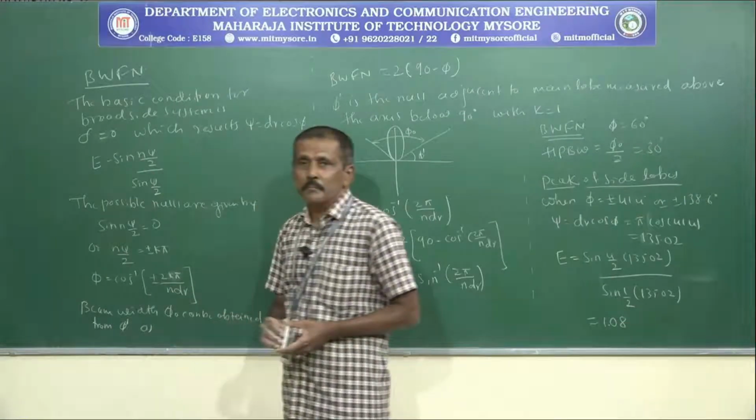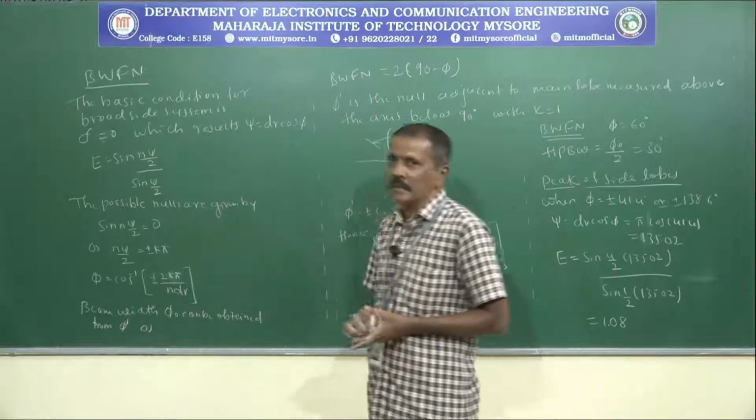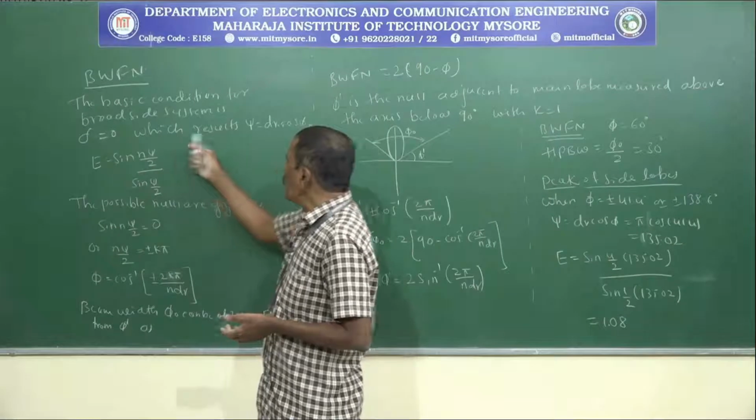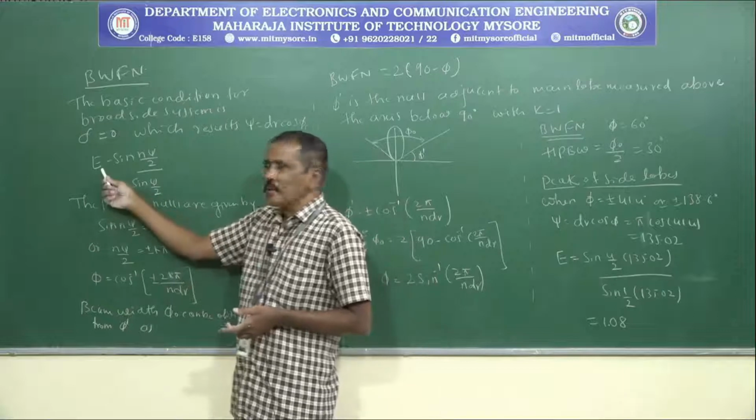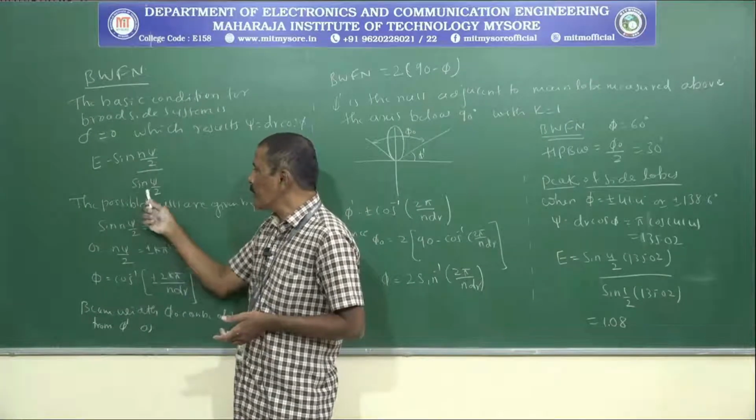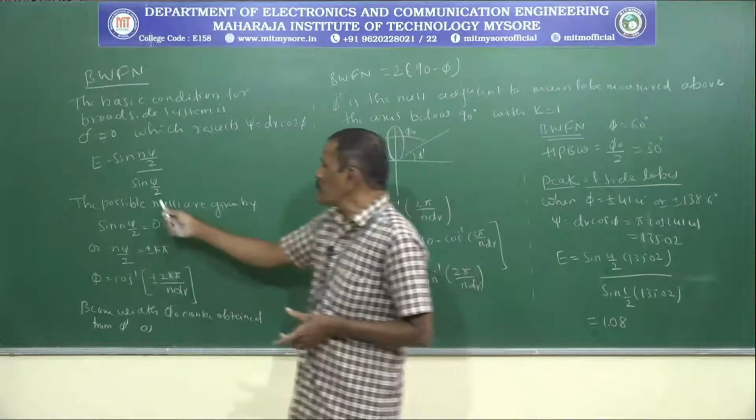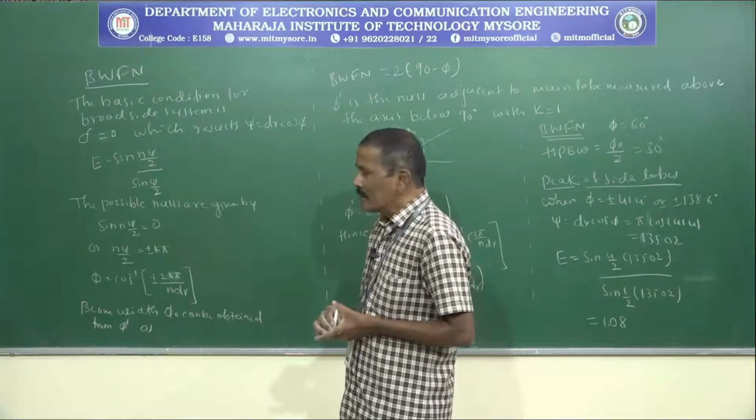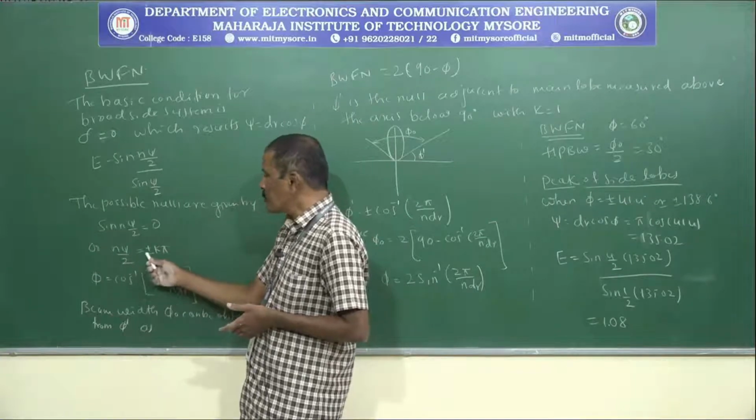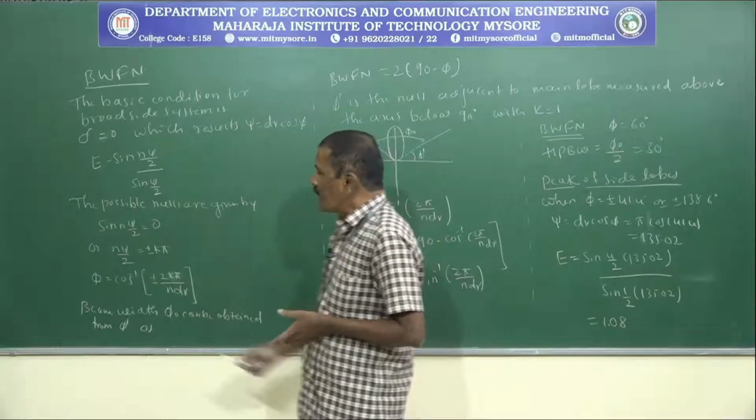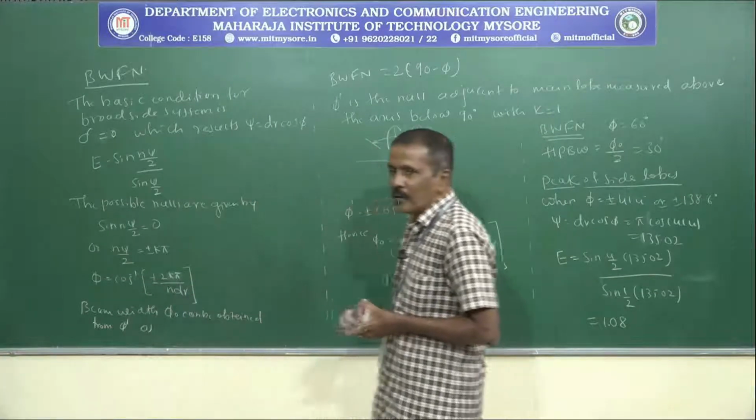Let us calculate the bandwidth between the first nulls, that is BWFN. The basic condition for the broadside system is delta equal to 0, which results in psi equal to dr cos phi, and E is equal to sin of (n psi divided by 2) divided by sin of (psi by 2). So, this is the equation we have already derived. Then the possible nulls are given by sin of (n psi by 2) equal to 0, or n psi by 2 is equal to plus or minus k pi, or phi is equal to cos inverse of plus or minus 2k pi divided by n into dr.